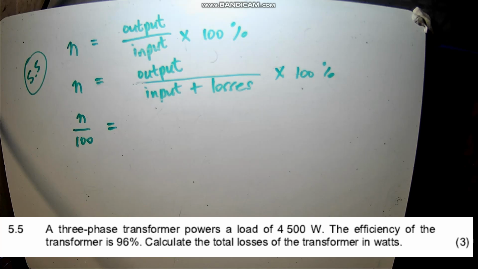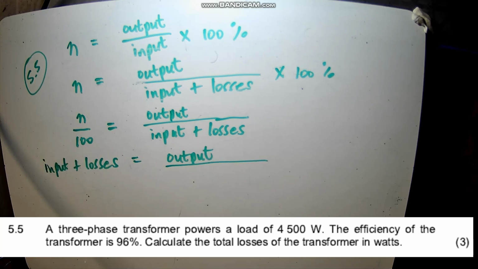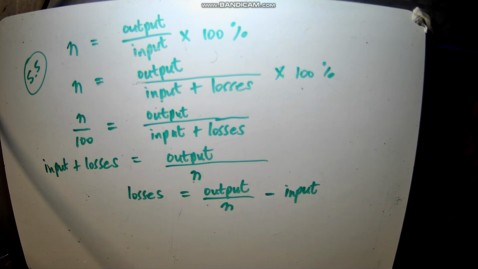So we are making losses the subject of the formula. Dividing both sides by 100 to get rid of the 100. And the next thing, swap it out. Then we're going to multiply both sides by input plus losses on both sides. And then we're going to divide both sides by efficiency. But notice that efficiency will now become a decimal because it's divided by 100. So in the denominator, this is going to be a decimal efficiency. And now we're going to make losses the subject of the formula. Okay, and so our formula now looks like that.